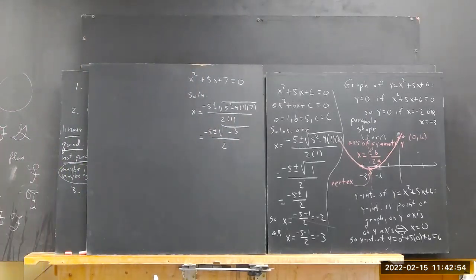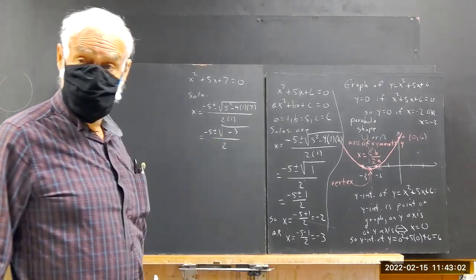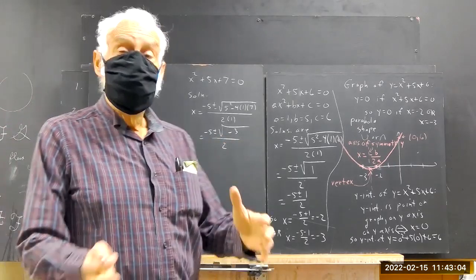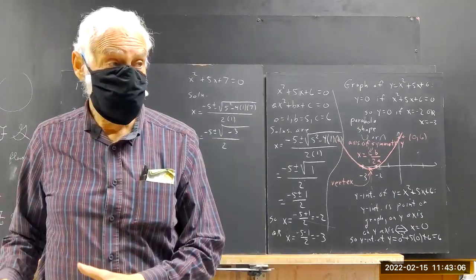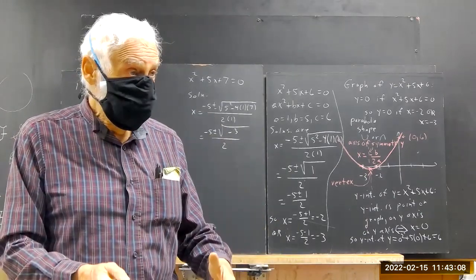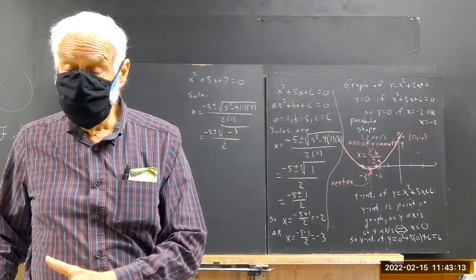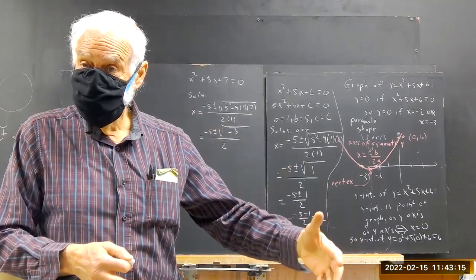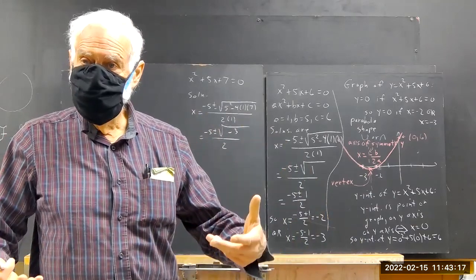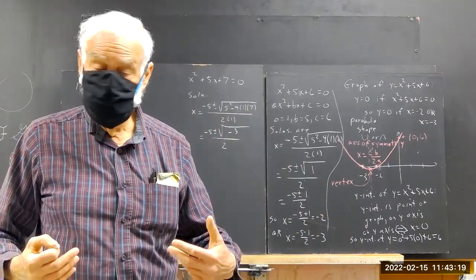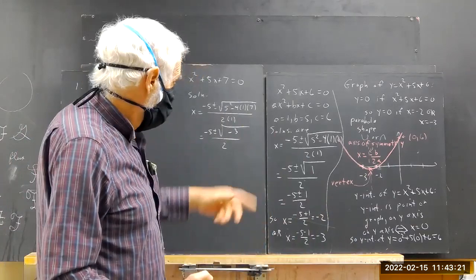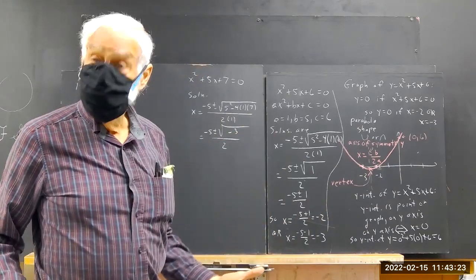Okay? And the square root of negative 3 is not a real number. There's no number that you can square and get a negative. Your number would either be positive or negative. Well, if you square a positive number, you get a positive number. If you square a negative number, you get a positive number. There's no number that can be squared to give you a negative. So the square root of a negative is not any real number.